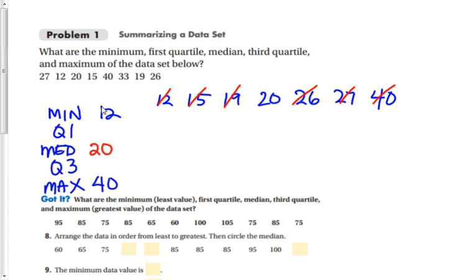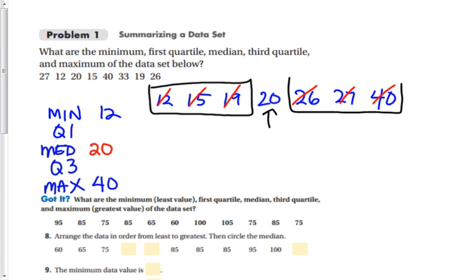Now, the first quartile is the median of the first half of the data, and we split that data in half by the median, so I'm just going to look at these three for the first quartile and these three for the third quartile. And then I just take the one in the middle, the median of the first half, which is 15, and the median of the second half of the data, which is 27. All right, go ahead, you try that.